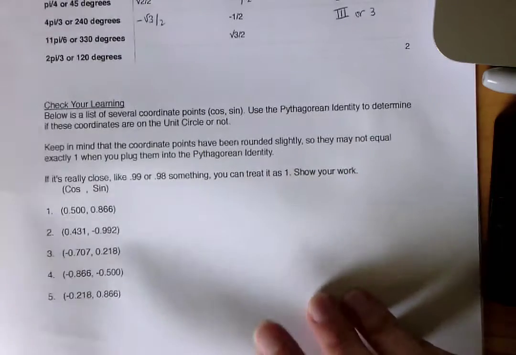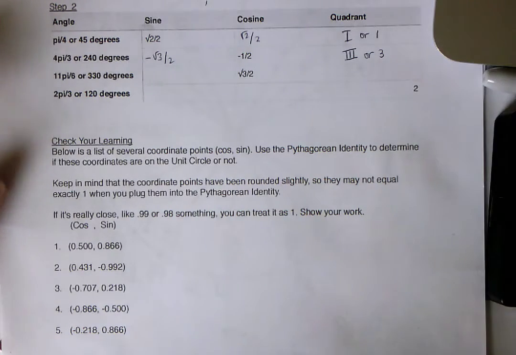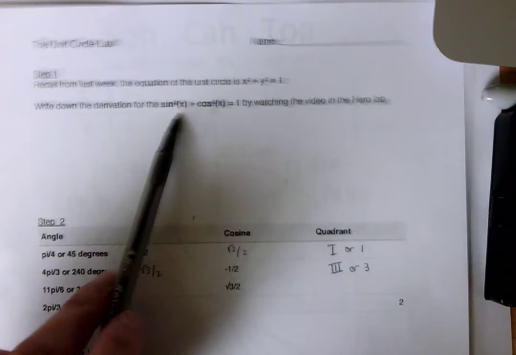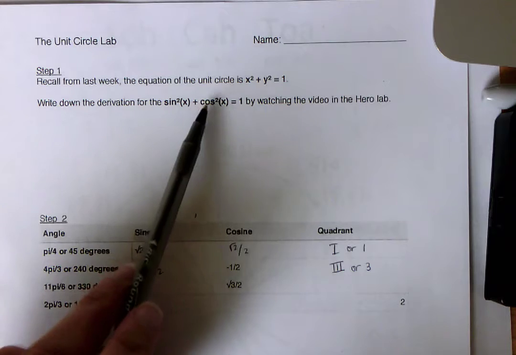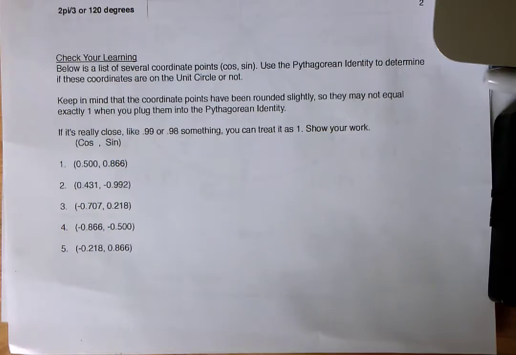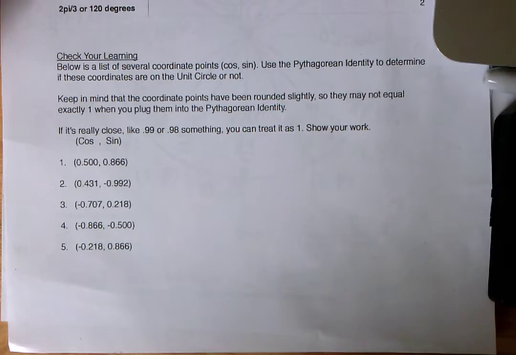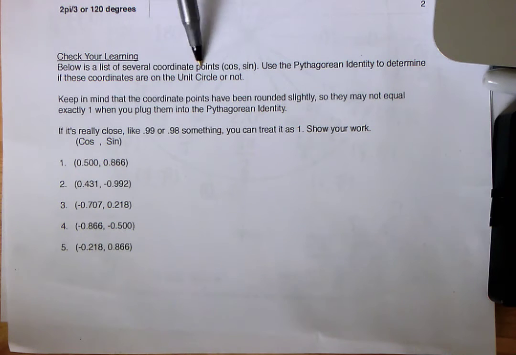Final thing, check your learning. So back up here, using that Pythagorean theorem that you will learn about in step 1. So here's this. Sine squared plus cosine squared equals 1. So what you have to do is just check to see, are these values, will they work for that property there? Now, this says here, below is a list of several coordinates, okay, and we're trying to use that property to determine if they're on the unit circle.